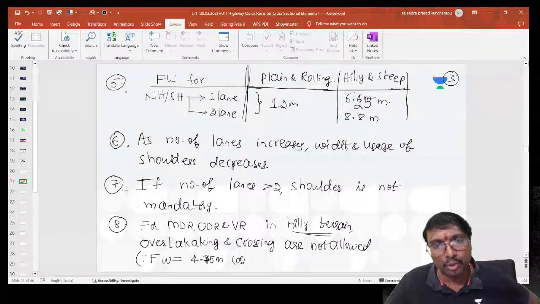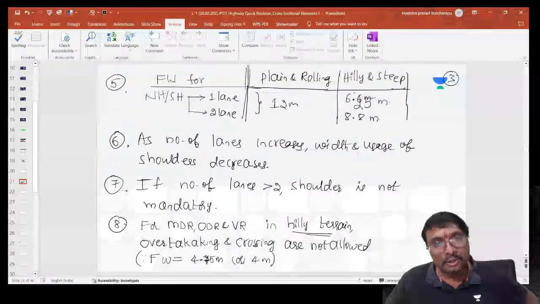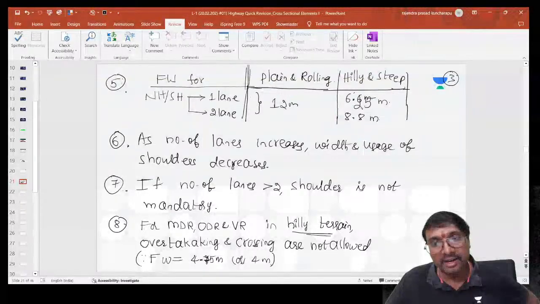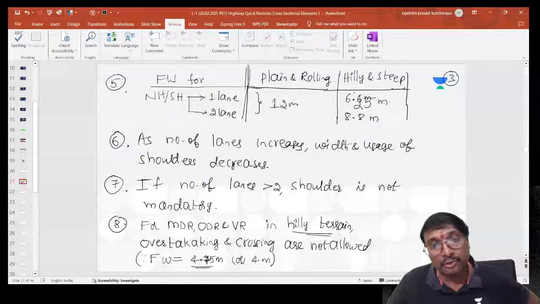That is 4.75 meters, or 4 meters you can say, right? For MDR, ODR and VR, 3.75 meter is the width of the carriageway plus 1 meter, that is your 4.75 meter. For village road, 3 meter is the width of the carriageway plus 1 meter, that comes to be 4 meter you can say.